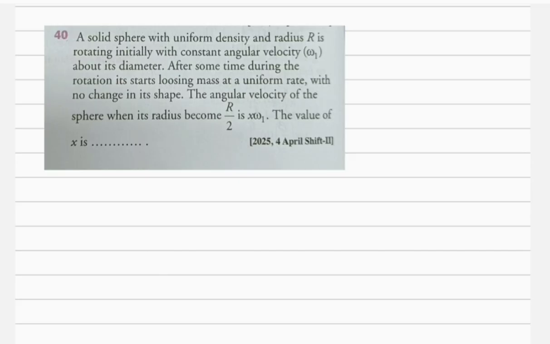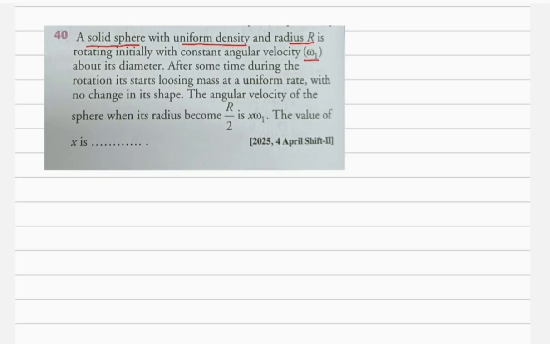So first of all students, the radius data is given here, r by 2, from that you should be able to find the mass data, right? So let me go in a stepwise manner. It's a solid sphere where density is uniform, alright, its radius is r. Now its initial angular velocity is omega 1 about its diameter. Now it is losing mass and the shape is not getting affected. It means both times the shape is a solid sphere, so the moment of inertia you know will remain the same, 2/5 mr square.